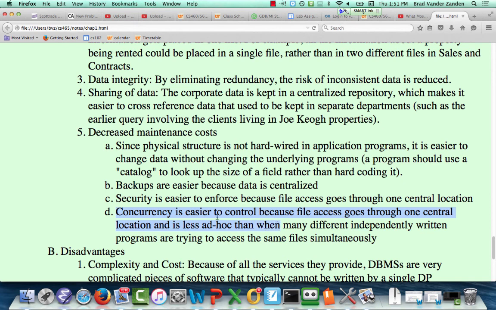Then concurrency is easier to control because all file accesses go through one central location. So it's a lot easier to handle. Okay, before you might have something happening in the leasing office and something happening in the real estate office, and they might be going on concurrently. So we're changing one of Joe's leases while Joe updates his information at the real estate office, and now because they're being done in two separate places, maybe some data gets out of sync.